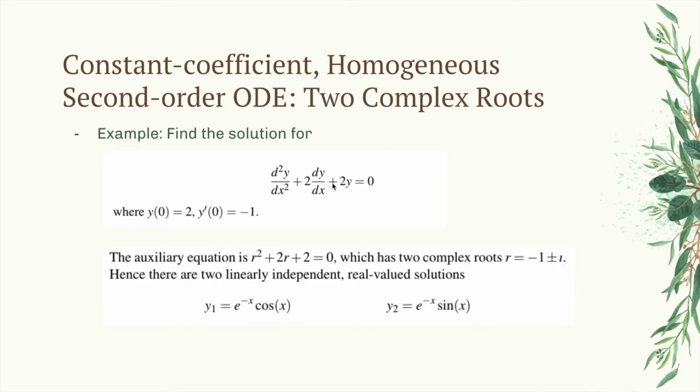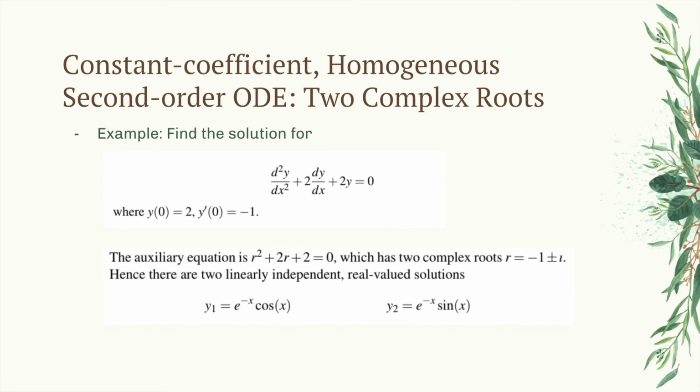An example is given here. To solve d squared y dx squared plus 2 dy dx plus 2y equals 0, the auxiliary equation r squared plus 2r plus 2 equals 0 has two complex roots, minus 1 plus minus i. So the two linearly independent solutions are e to negative x cosine x and e to negative x sine x.